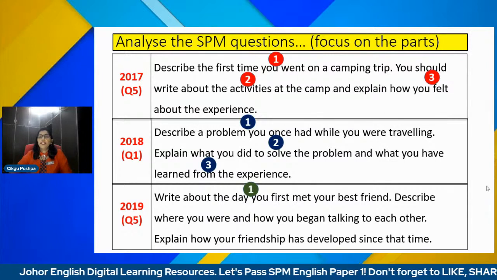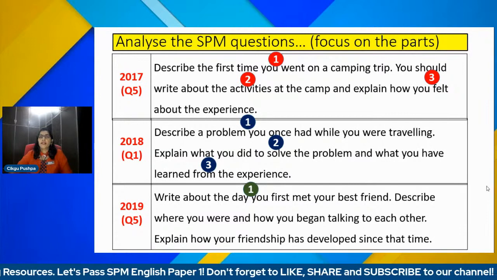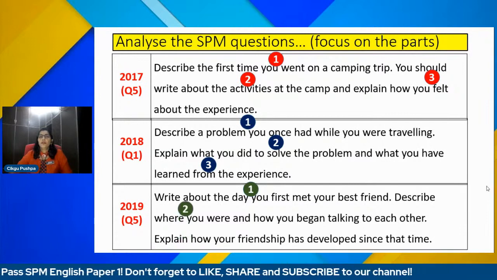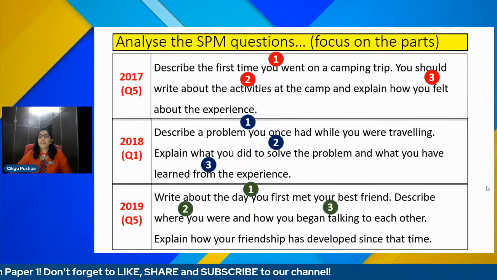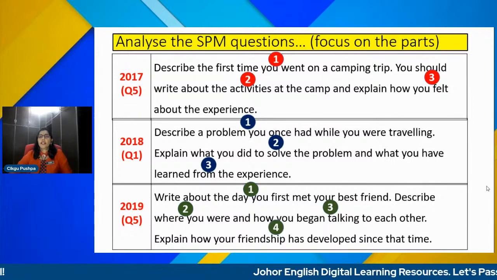Write about the day you first met your best friend. So this is part 1. Describe where you were and how you began talking to each other. So here comes your part 2 and part 3. Now we have one more part here. Explain how your friendship has developed since that time.